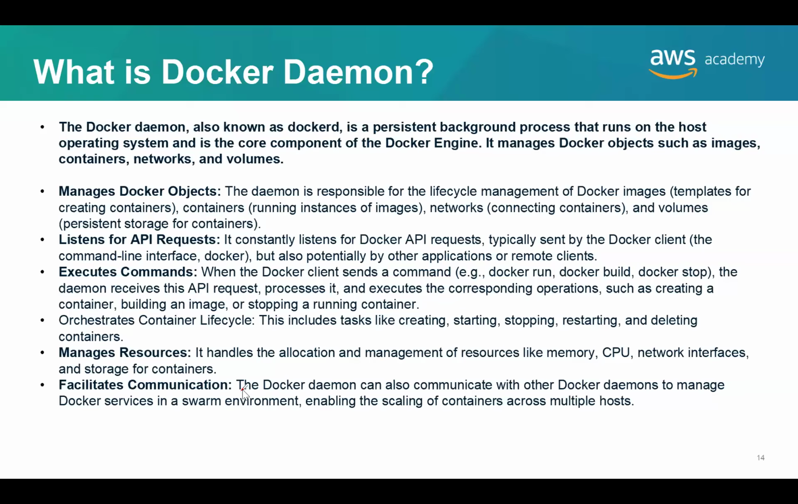Persistence is hard work; you will not leave, you will keep on running continuously. So it is a persistent background process that runs on the host operating system, and it is the core component of the Docker engine, where it manages all the Docker objects. Objects can be image files, networks, containers, volumes, anything. These are all called your Docker objects.